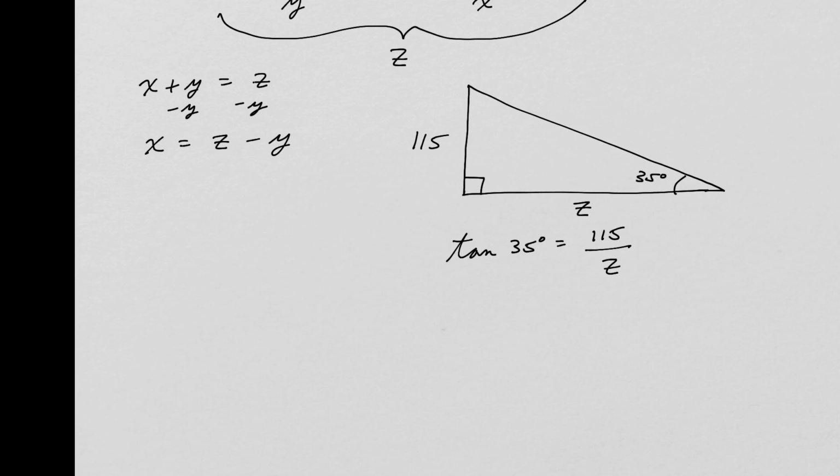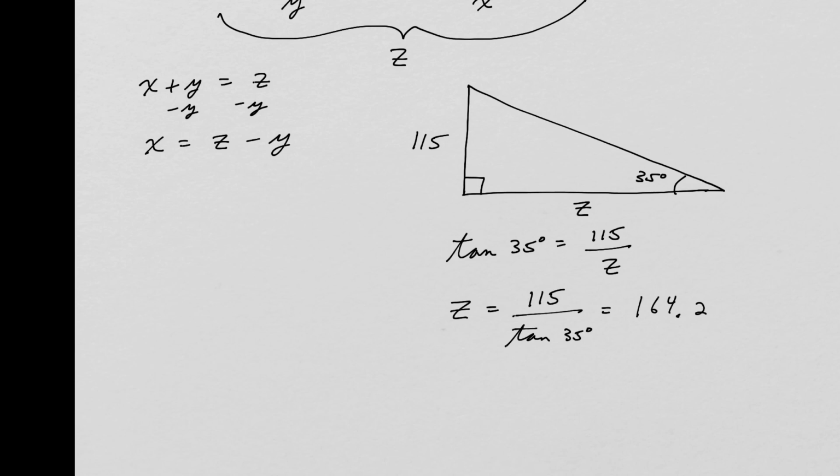I know that tangent of 35 degrees has to be 115 opposite over adjacent. And then if you solve this for z, you'd have to multiply both sides by z, then divide by tan of 35, right? I'm assuming you guys can do that algebra, so I'm just going to rearrange it here. So it's going to be 115 divided by tan of 35. And if you work that out, you're going to get 164.2. So just plug that into your calculator. Be careful, make sure you're in degrees, right, and not radians.